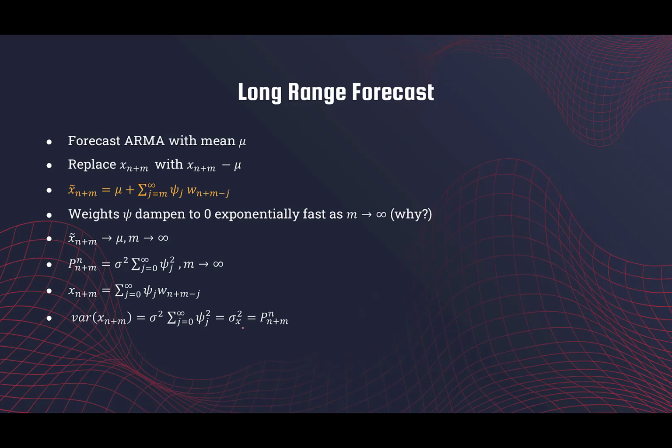Everything that's happening on this particular slide is assuming that m goes to infinity. So that's the long range forecast. The ARMA forecast settled to the mean, which was mu, as m grows.